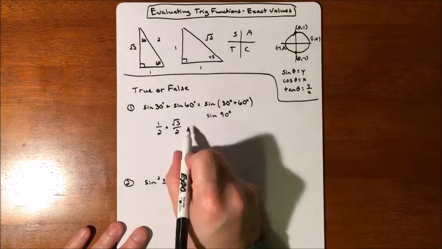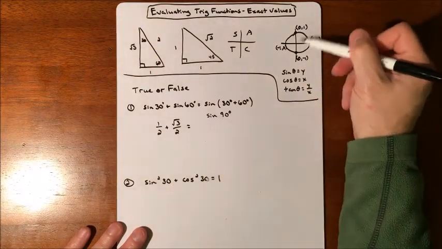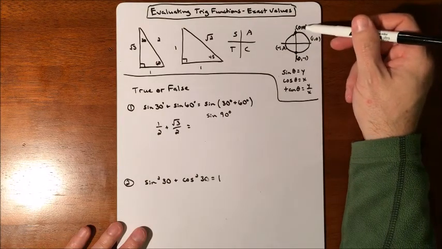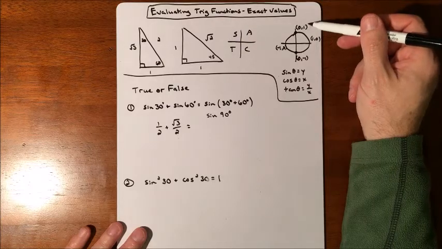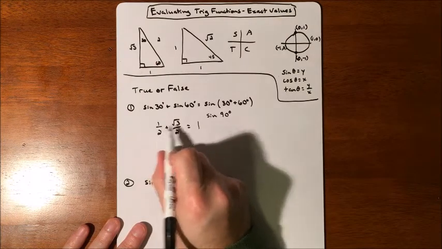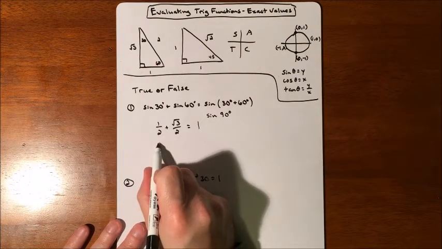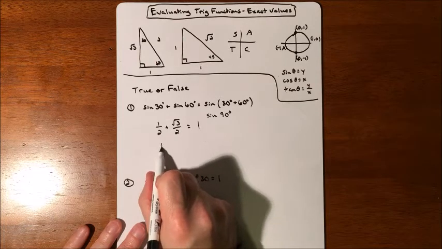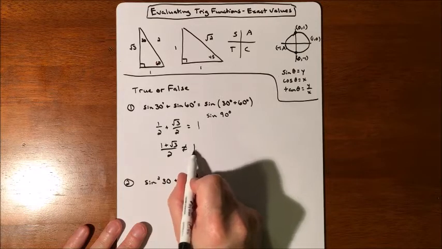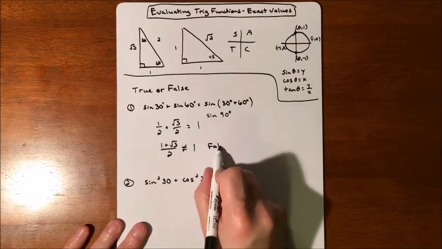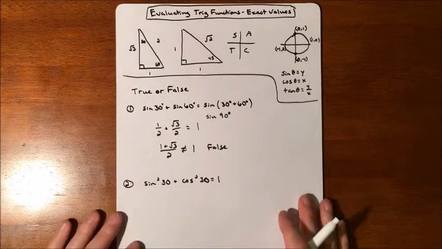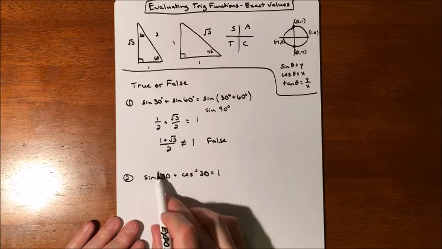All right, so there's the left side. Sine of 90 is going to land us on the y-axis up here. Sine's the y value, which is 0. Nope, 1. That's the x value. Y value is 1, so that is 1. So is this the same thing as that? No. You have a common denominator, so 1 plus root 3 over 2 does not equal 1. So that is false.